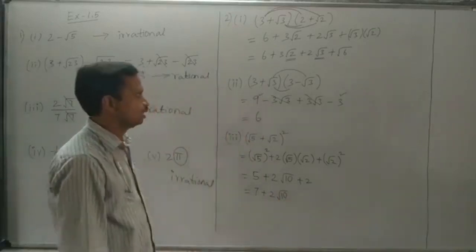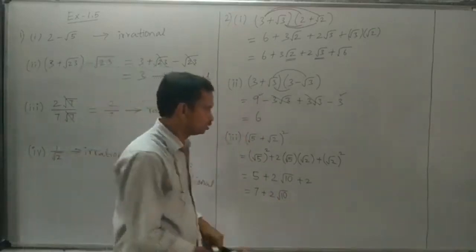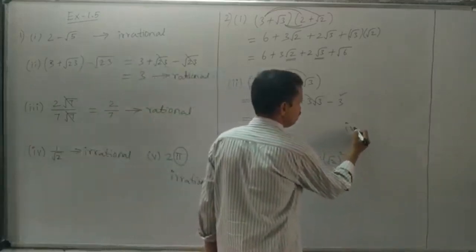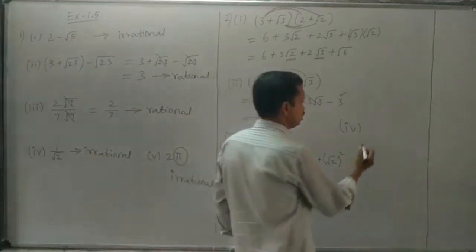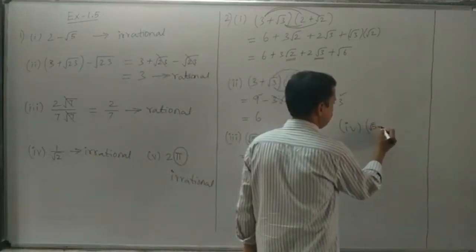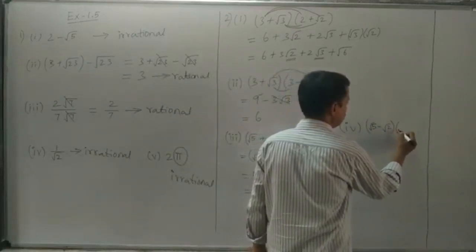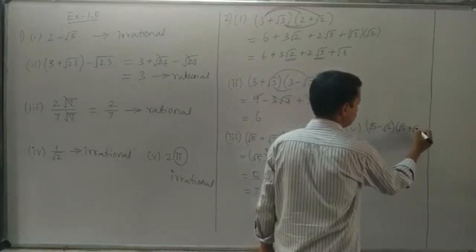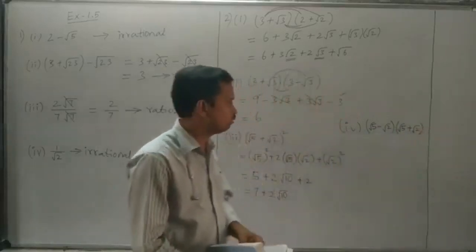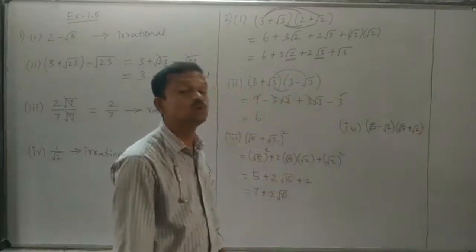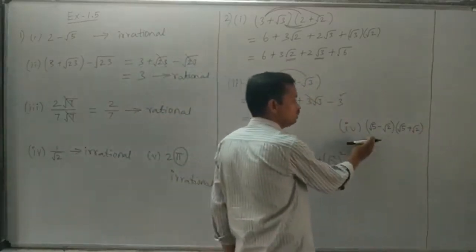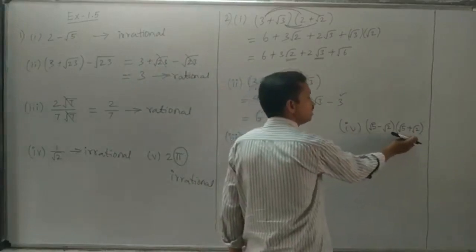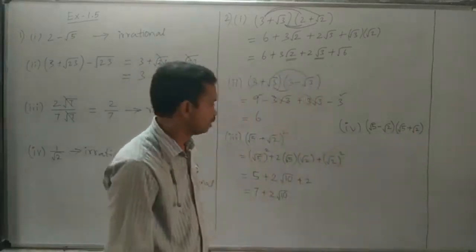Is it clear? And now coming to option 4. So this is the question, option 4, and you take as homework. Root 5 minus root 2 into root 5 plus root 2. You take as homework. You can apply the identity a minus b into a plus b. Clear?